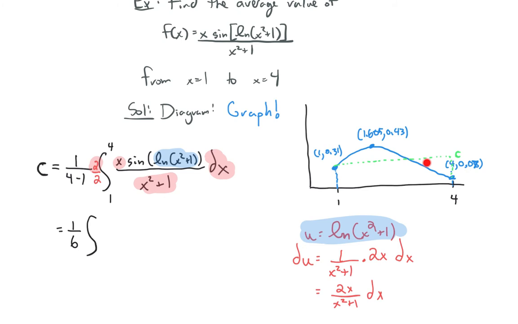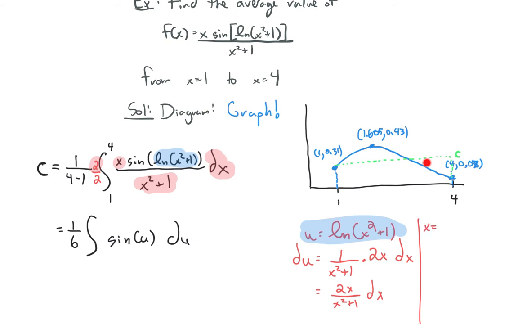Again, we'll worry about the bounds in a second. All of that red stuff is substituted out for du, and we're just left with sine of u. That's great. So let's figure out what our bounds are.